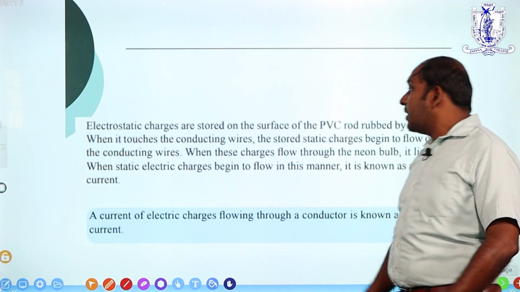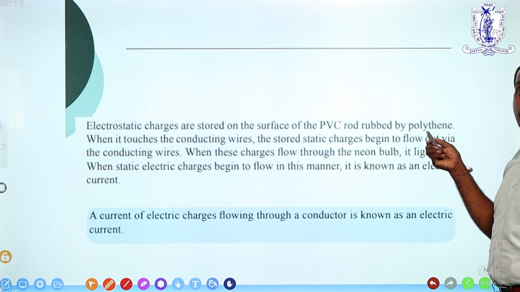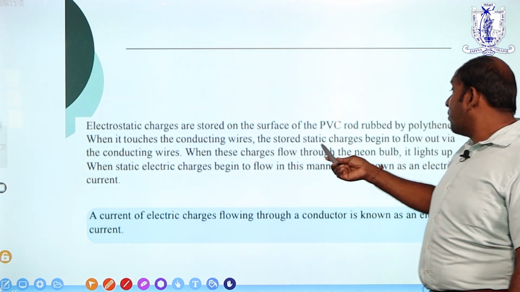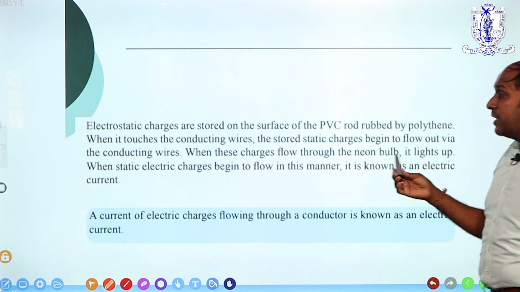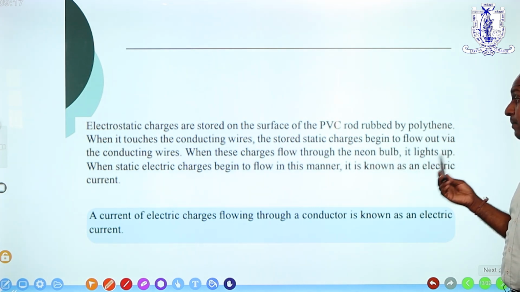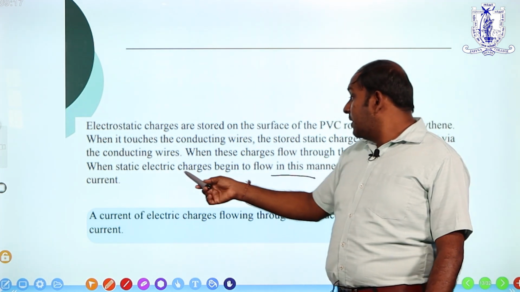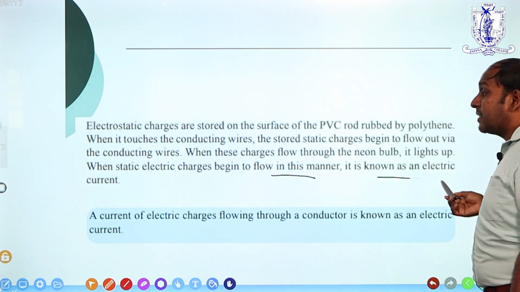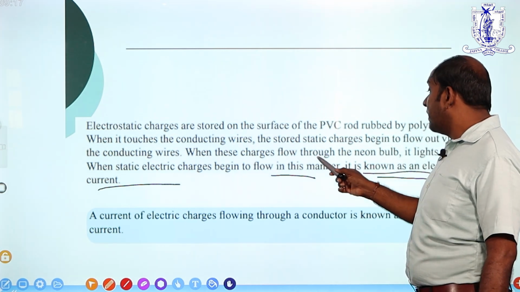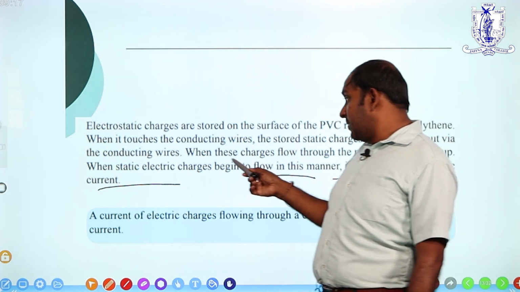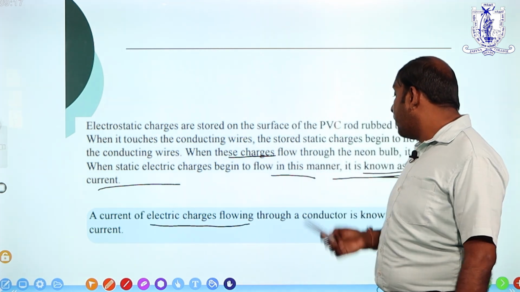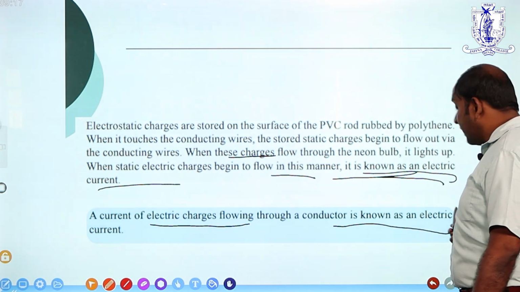The electrostatic charges are stored on the surface of the PVC rod rubbed with the polythene. When it touches the conducting wires, the stored static charges begin to flow via the conducting wires. When these charges flow through the neon bulb, it lights up, and when static charges begin to flow in this manner, it is known as electric current. This electric current is created here, mainly the charges passing through these conductors.